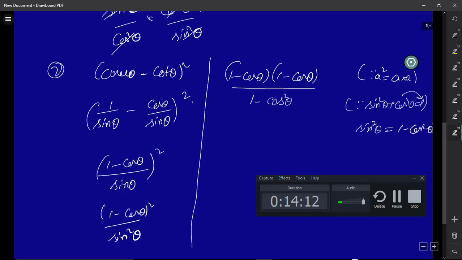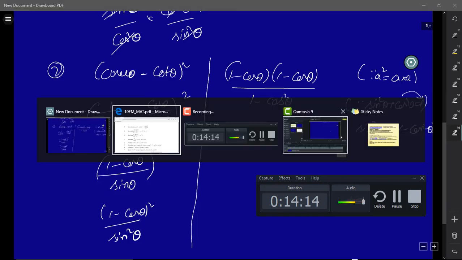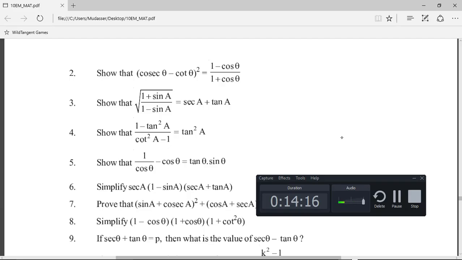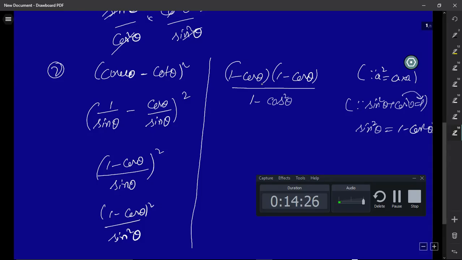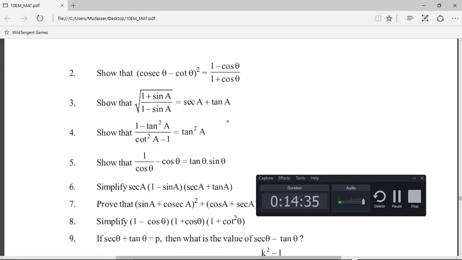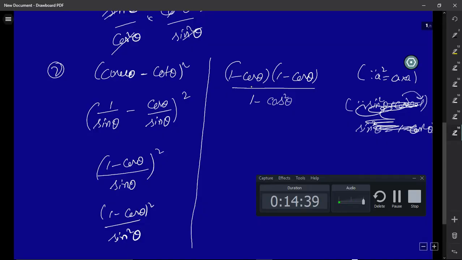Or else let's just do this. I'll just check the question once more. So we have to prove this, right? We have to prove that (cosecant theta minus cot theta) whole square is (1 minus cos theta) by (1 plus cos theta). Okay, so we'll just keep this as cos theta only then. No need to convert this in the form of sine, because in the question we need the answer in the form of cos theta. So I'll just keep it like that only.